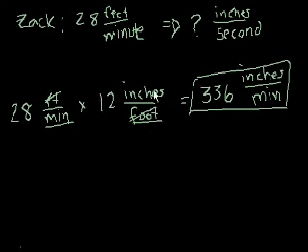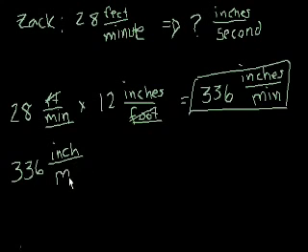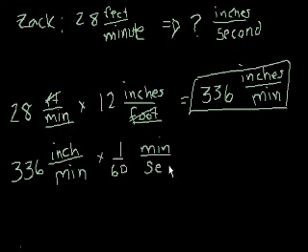So I'm going to be going 336 inches per minute, and I want to know how many inches per second. Well, what do we know? We know that 1 minute, and notice I write it in the numerator here because I want to cancel it out with this minute here. 1 minute is equal to how many seconds? It equals 60 seconds. Right?